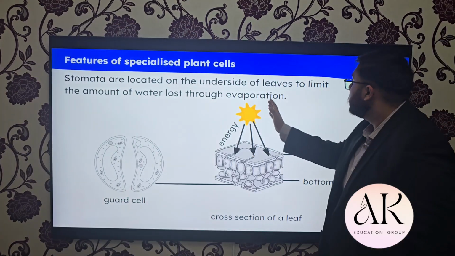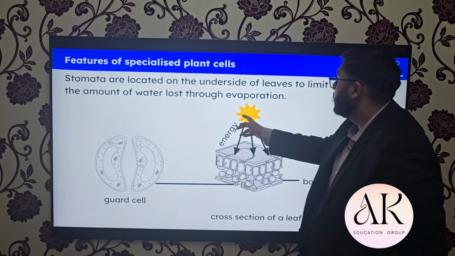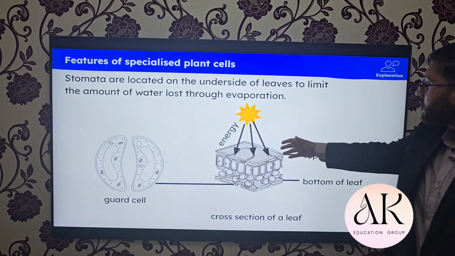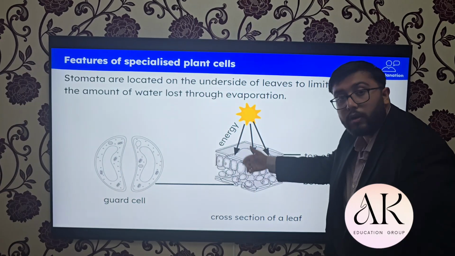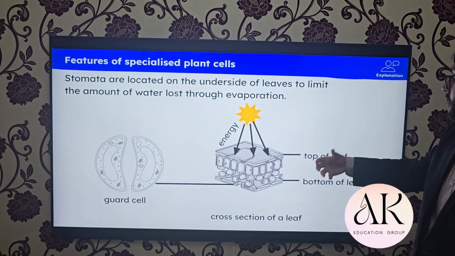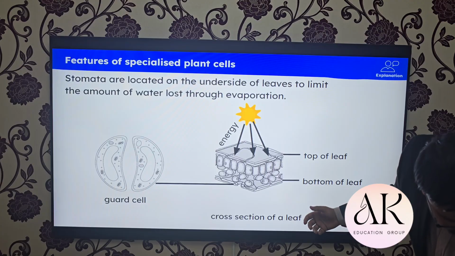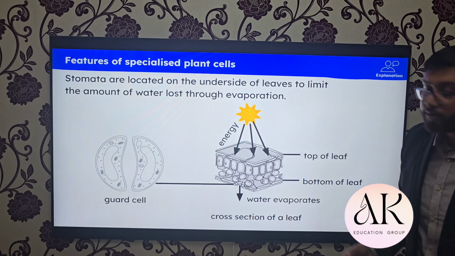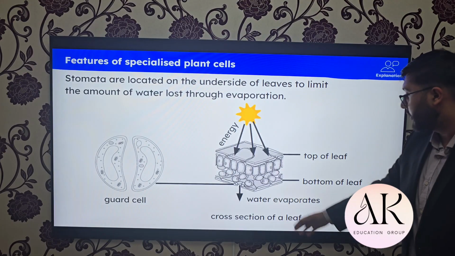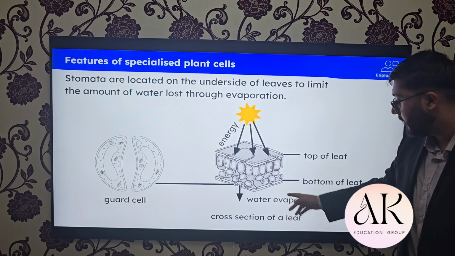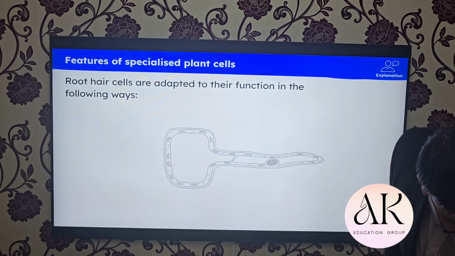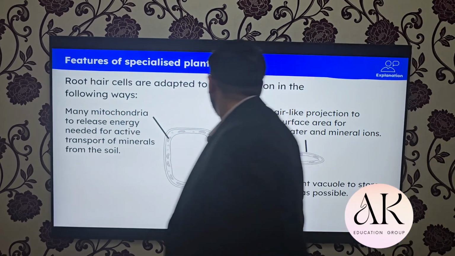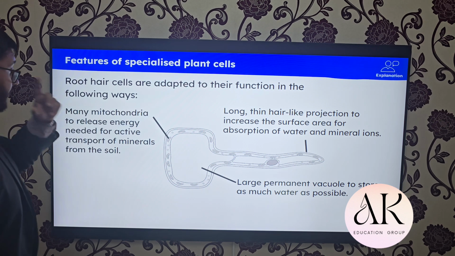Stomata are located on the underside of the leaves to limit the amount of water lost through evaporation. So what you can see is when the energy is coming from the sunlight, you're more likely to lose water, okay? Water is more likely to evaporate. So the stomata is useful in trying to limit that amount of water lost. Here we can see the water evaporating in the cross section of the leaf. Now, the root hair cells, if we go back, the root hair cells are adapted to their function in the following ways.